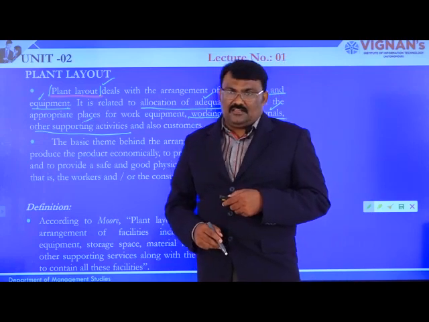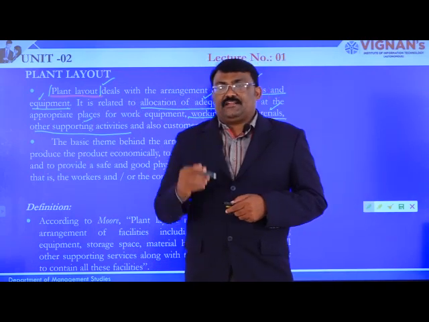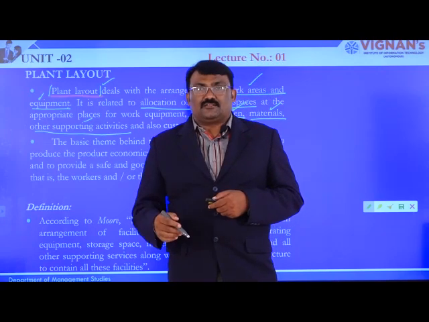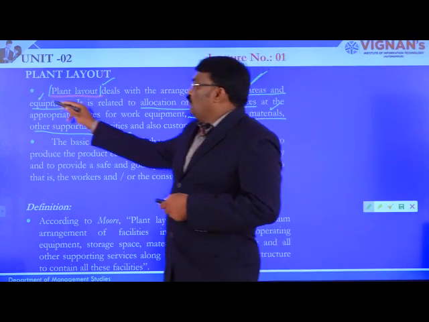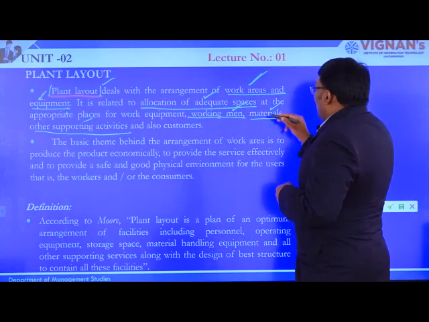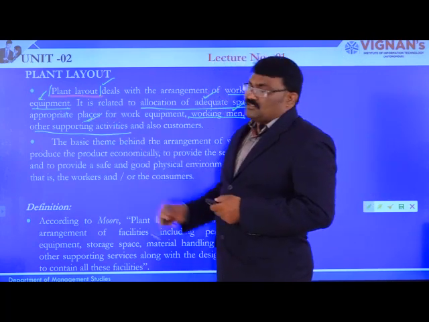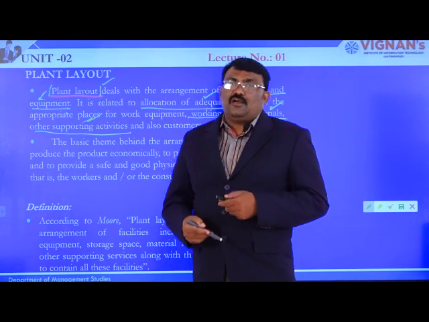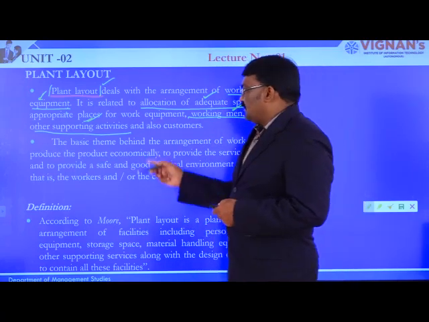All these are part of understanding the plant layout, because when a layout is designed, it is designed keeping in mind how the work areas are going to be, how the equipment is supposed to be installed, how the spaces are supposed to be utilized, how the raw materials are supposed to be used, what the other supporting activities are, and how many men are supposed to be employed in the organization. All of these are involved in deciding the layout.